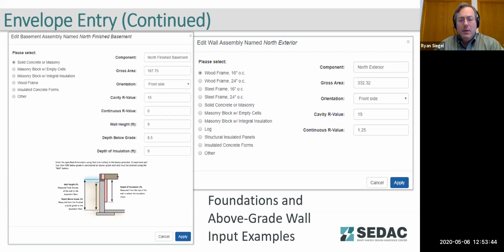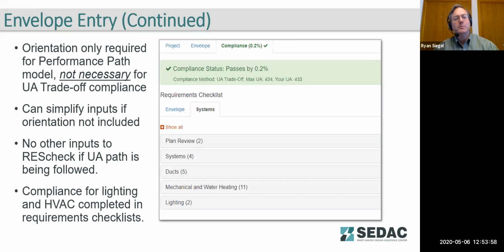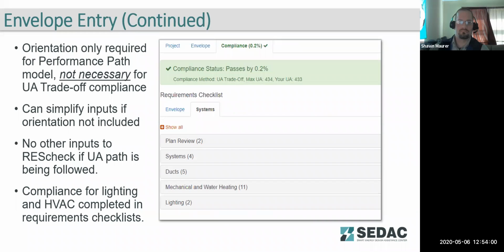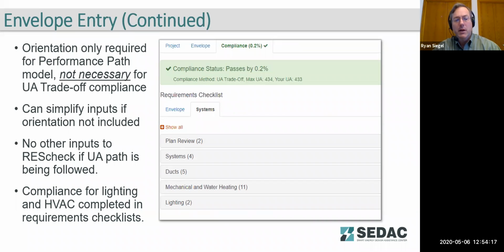So here, looking at a wall assembly, we're selecting a wood frame, standard construction of 16 inches on center, and then providing the basic inputs from there. So here noting orientation is only if you're doing performance path, because unlike in commercial, the residential UA and solar heat gain coefficients are not orientation specific. So that can help you simplify this.